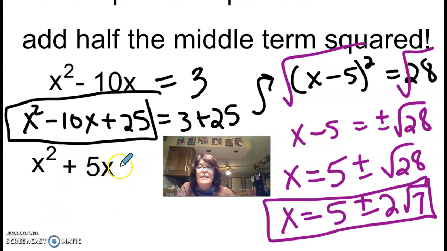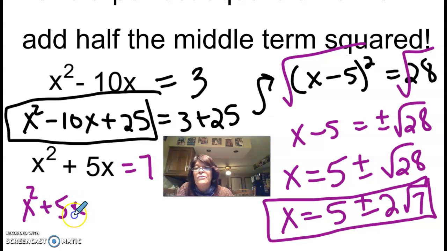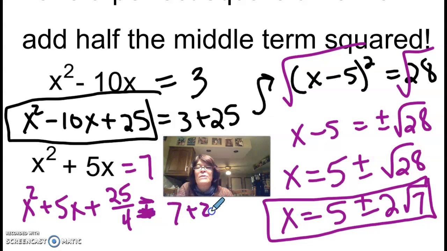If you have a problem like this, x squared plus 5x, let's say, equals 7, and I want to use this square root method, then I have to take half of 5 and square it. Half of 5 is 5 over 2, squared is 25/4. So I'll have to add 25/4 to both sides.